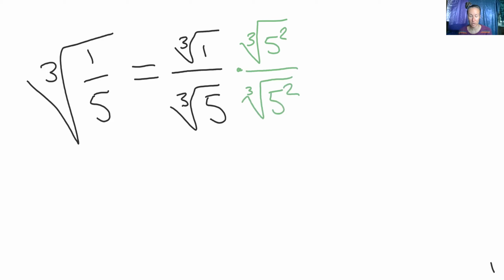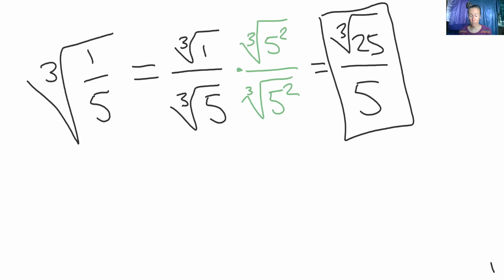I'm going to write it as 5 squared so that we can really see we've got a 5 here and 2 more 5s here. So in total, we're going to have 3 5s, and we're cube rooting them. So we are getting just a 5 in the denominator. We need to evaluate that cube root. Now in the numerator, the cube root of 1 is just 1. So we're actually just left with cube root of 25 in the numerator.